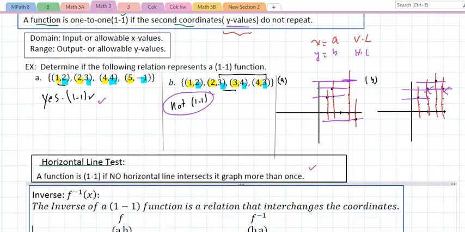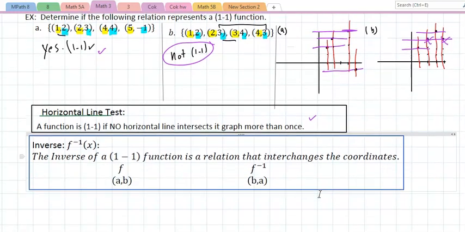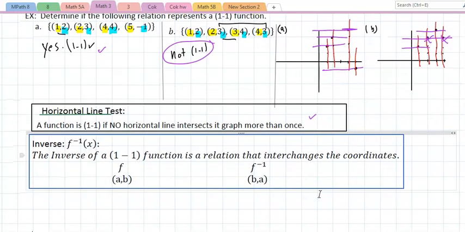We say a function is one-to-one, so it must be a function. It is one-to-one if no horizontal line intersects this graph more than once. And we define the title for this section, inverse. That's how we write inverse. This is f inverse of x, the inverse of a one-to-one function.